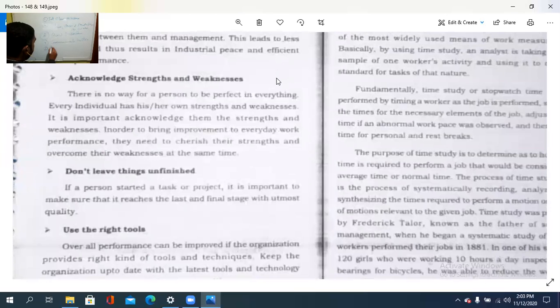Fifth point, acknowledge strength and weakness. Acknowledge the strength and weakness. So there is no way for a person to be perfect in everything. Every individual has his or her own strengths and weaknesses.